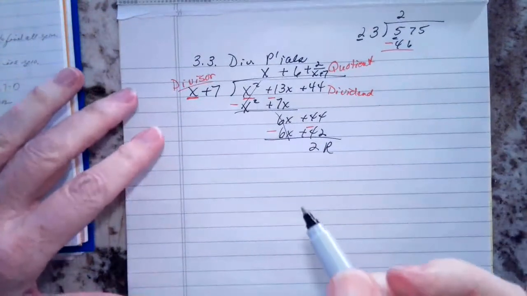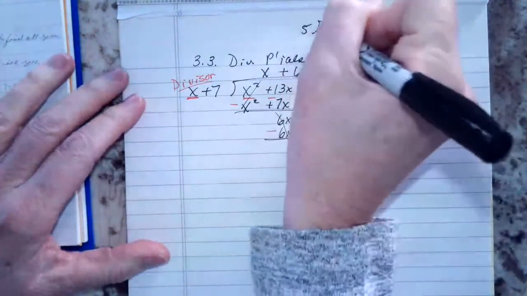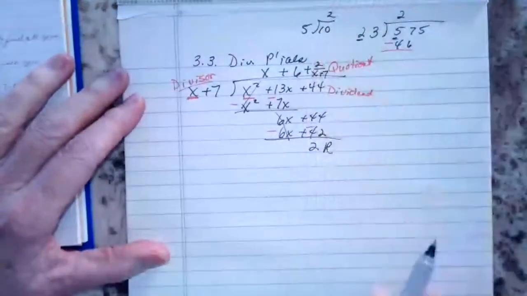Before we move off, if we wanted to, like, okay, 5 goes into 10 2 times.